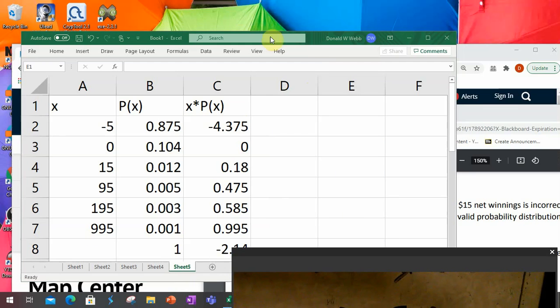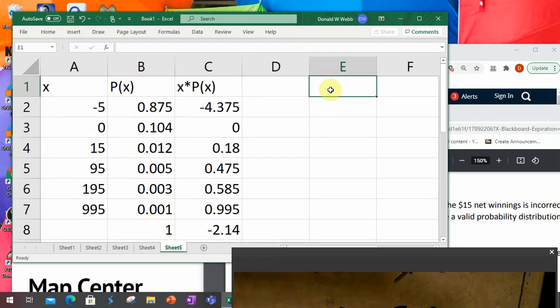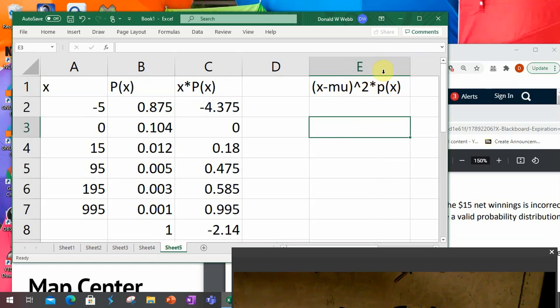So in order to do this, this is how I would do it. I do the mean first, and now I do for each one of these things. So this would be x minus mu squared times p of x. This is what I'm doing. This is the formula. Okay, and then I'm going to sum them up. Then I'm going to do the square root part of it.